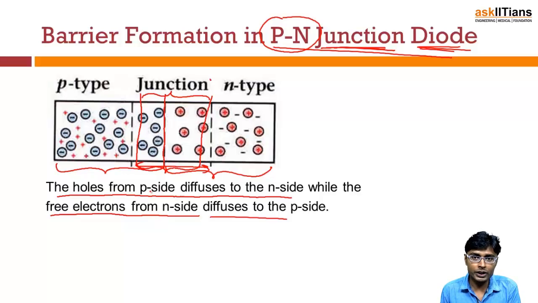So the region in which the immobile atoms are present is called the depletion region.